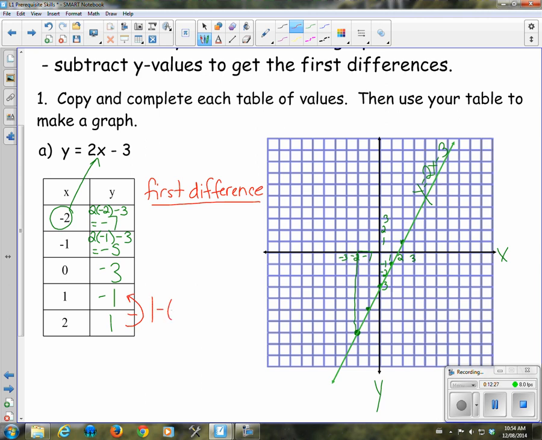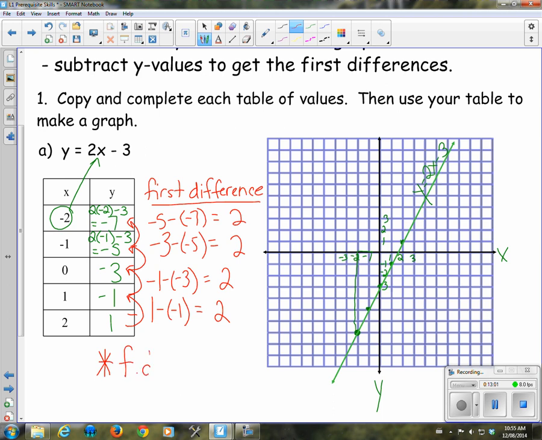1 minus -1 equals 1 plus 1 actually, which is 2. And then I do the next two. -1 minus -3 is -1 plus 3, which is 2. And I do the next pair, and I do the last pair. And you should be noticing something. They're all the same.